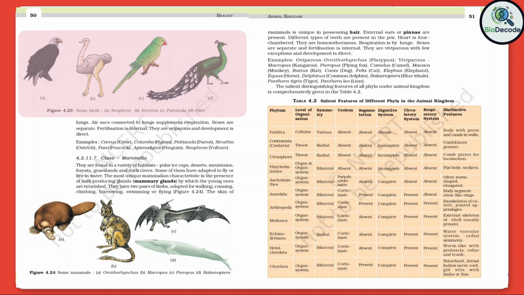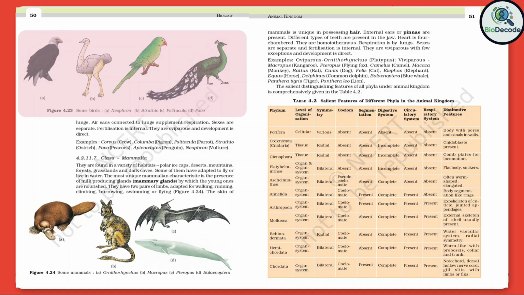This figure presents representatives of class Aves, highlighting their structural adaptations for aerial life. A. Neophron vulture, a scavenger bird with broad wings for soaring flight and a strong beak for tearing flesh. B. Struthio ostrich, the largest living bird, flightless but specialized for running, with strong legs and reduced wings.